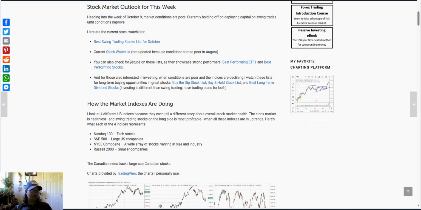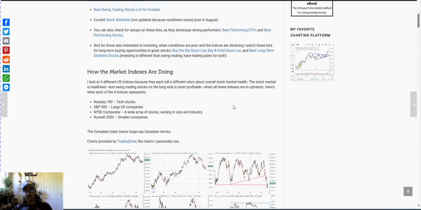I update a current stocks watch list, which is actual setups that are forming. This has not been updated in a while because conditions have been poor, so there's not really too much point in me updating it, because I can't trade until conditions move closer to better or good, and at that point I start updating that list because I'm actually looking for trades again. You can always look for setups on these other top performing ETFs or stocks.